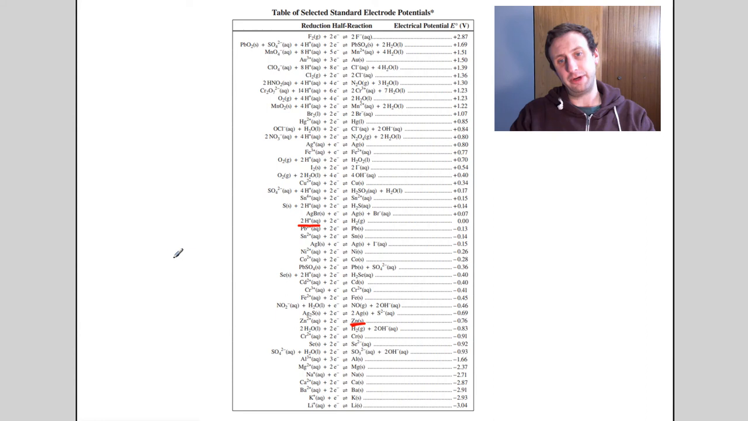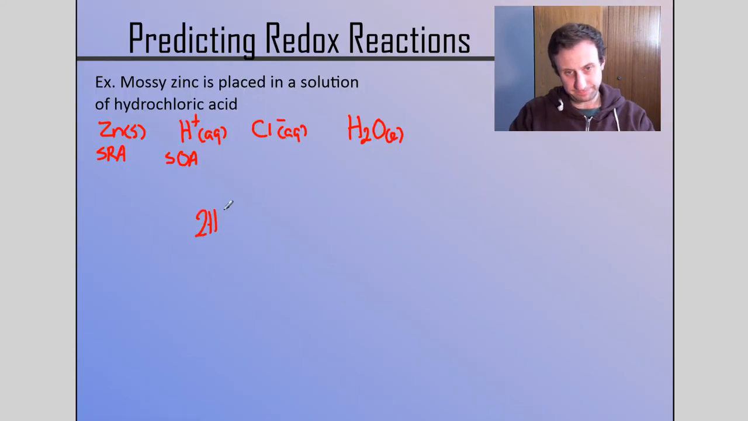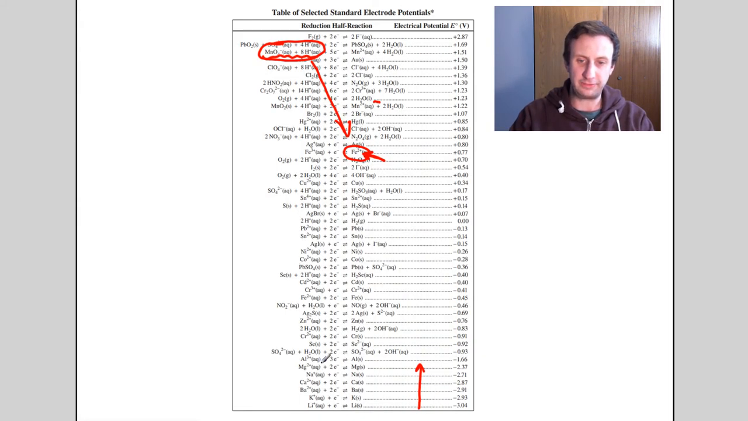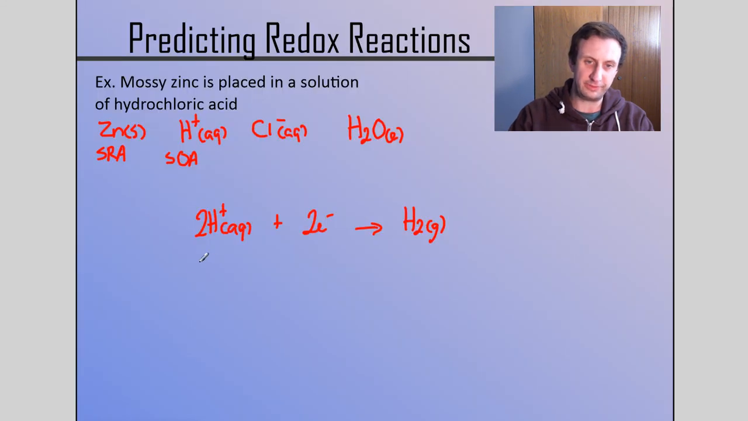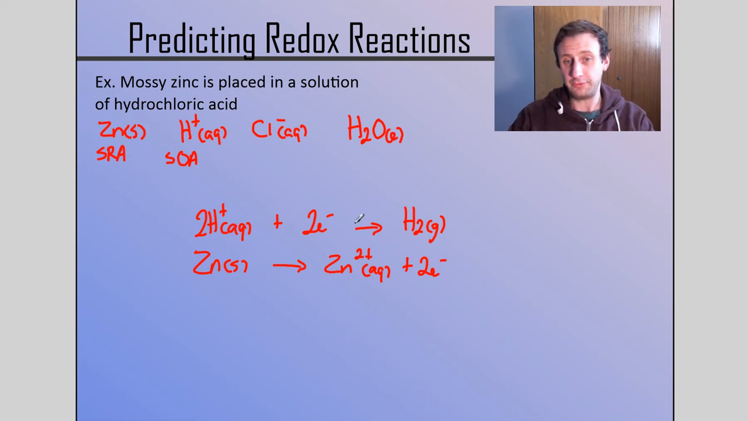So now I can write out my reduction half reaction. I got 2 H positive aqueous plus 2 electrons gives me H2 gas. And then I also have Zn solid. Oh, wrong slide, wrong diagram. Zn solid makes 2 electrons and Zn2 positive. So Zn solid gives Zn2 positive aqueous and 2 electrons. All right. So now when I take a look at these two reactions, they're both at 2 electrons. 2 and 2. That's fantastic. They're ready to mingle to make a net. I can just add them together.